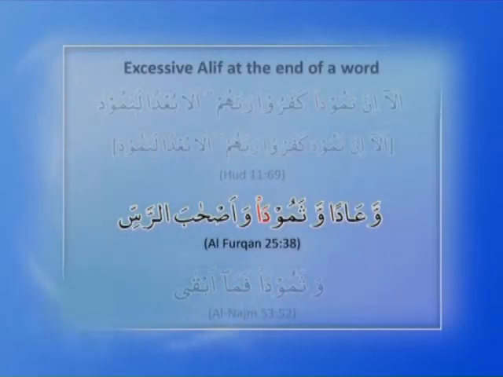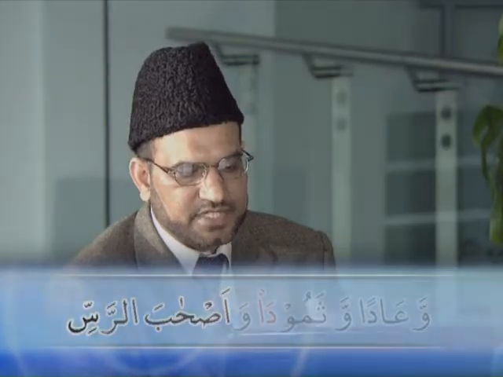Another example of same word is in Surah Al-Furqan, chapter 25, verse 38. وَعَادًا وَثَمُودَ وَأَصْحَابَ الرَّسِّ. Remember, on the last letter there is a tashdeed, a shadda sign. It means that letter will be pronounced in one go, but with emphasis, with stress, because of the shadda. Ashab al-ras. Because we have to manifest tashdeed as well in pronunciation.